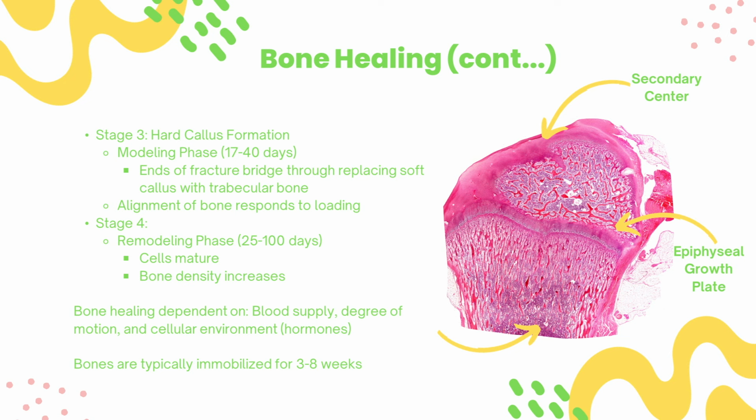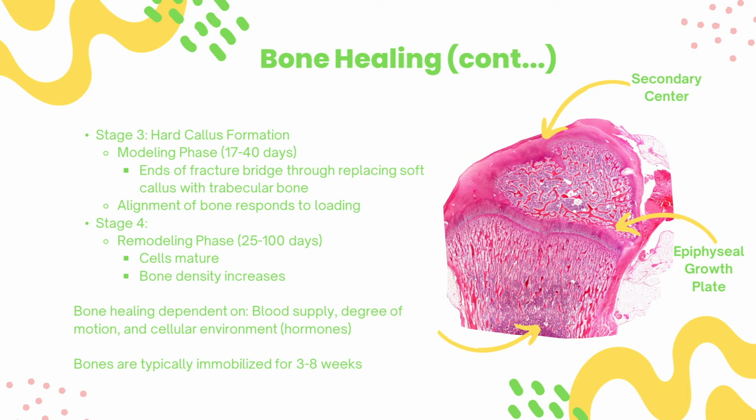And then the bone starts to align, and the alignment is in response to how the bone is getting loaded up. All right, and then we go through the final stage of this secondary type of healing. Secondary cortical healing is the 4th stage, and that is the remodeling stage. And this can take anywhere from 25 days to 100 days. Again, it's dependent. So at this remodeling phase, the last phase, the cells start to mature, and they start to increase the bone density of the bone itself.